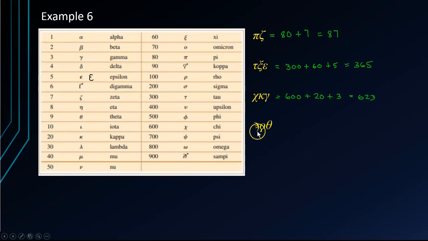Here I have sampi, and I have koppa, which are two symbols that, in some older Greek, do not show up. And then we have theta. So this corresponds with 900, this corresponds with 90, and theta corresponds with 9. So I have 900 plus 90 plus 9, which is 999.